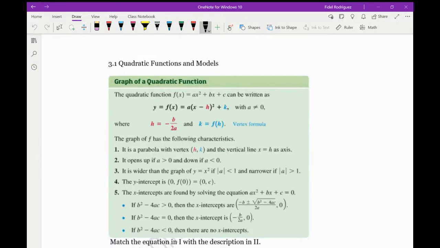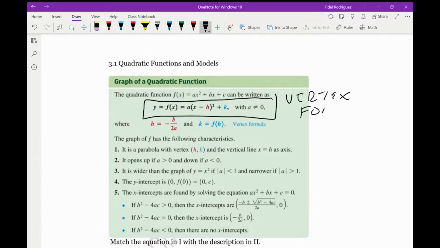Okay, so 3.1 here is quadratic functions and models. It says the quadratic function f of x equals ax squared plus bx plus c can be written in this form right here. This form, guys, is typically what we call vertex form.